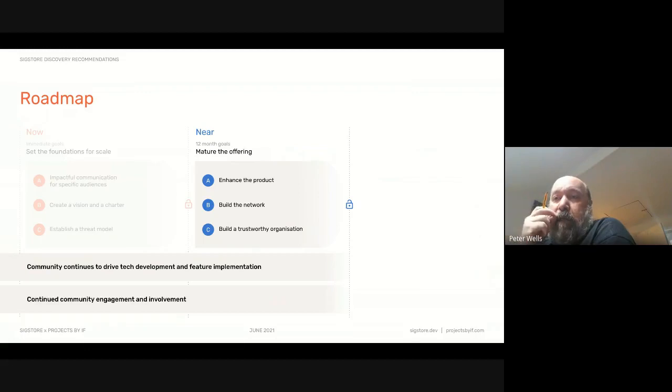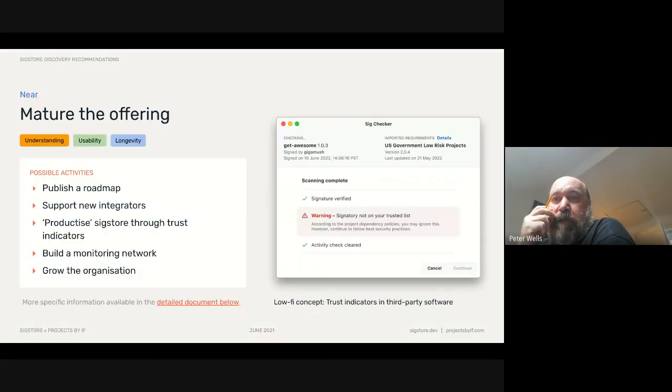And then if you look at the next slide, building that trustworthy organization. So some of the things we could see in here, for example, was around helping to build that network and mature the product. Things like guidelines for trust indicators. So we've done a little mock-up there of a security tool being used within an organization which implements a US government security policy and uses that to guide the checks on Sigstore for a particular artifact as a developer is trying to incorporate it in a product.